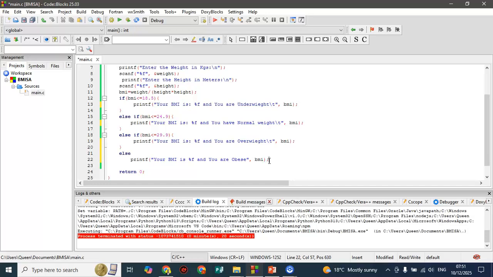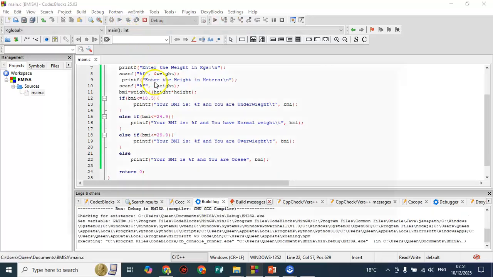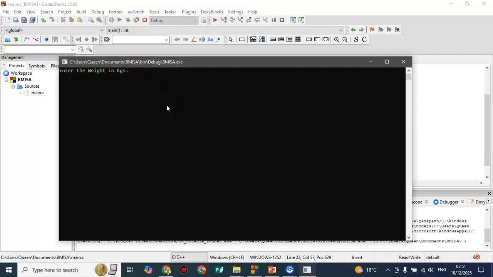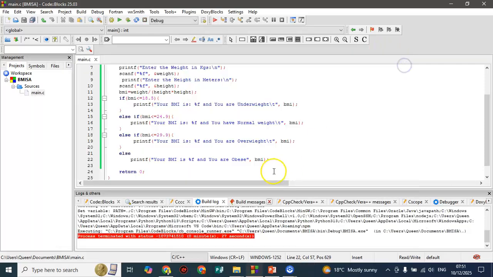So let's try to run this program and see if it is going to run. Okay, let's enter some value. Let's imagine this guy has got 150 kgs and their height is 2.5. So there, if your height is 2.5 and you have 150 kgs, that is very normal. Your BMI is 24 and you have normal weight. So that is what is happening.